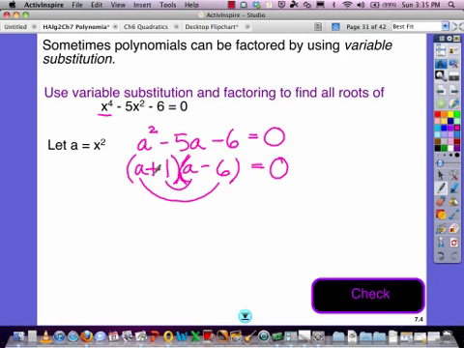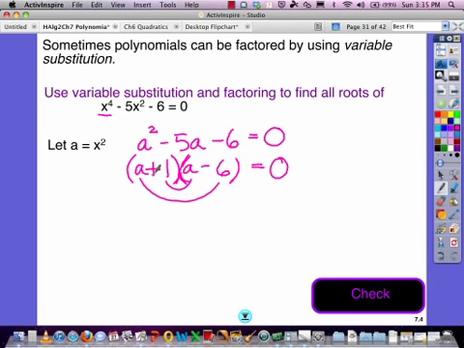First times first, a squared. Outsides will be negative 6a. Insides will give us that 1a, which gives us a total of negative 5a. And last times last gives us negative 6. So there we have it with the correct factoring.